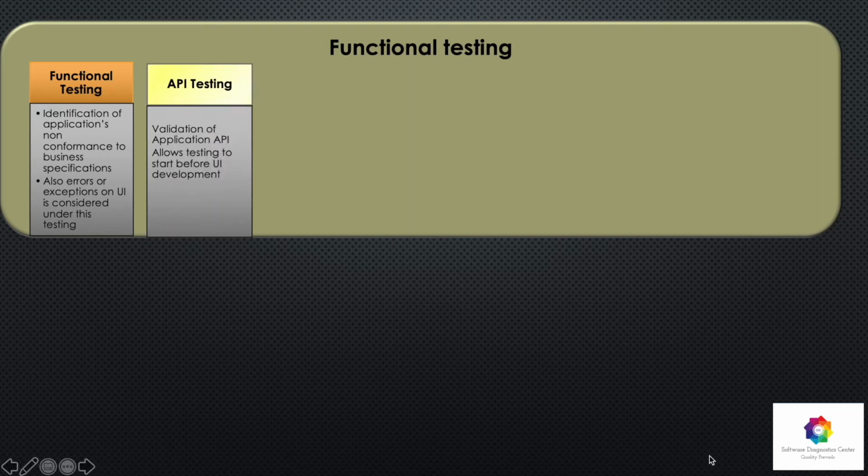Next is API testing. This is to validate the API layer of generally a web application, but it can also be a desktop or thick client. It also allows us to start testing before the development of the UI completes. Nowadays, applications are talking to each other using their API capability. So this provides us the opportunity to test before the UI development completion.